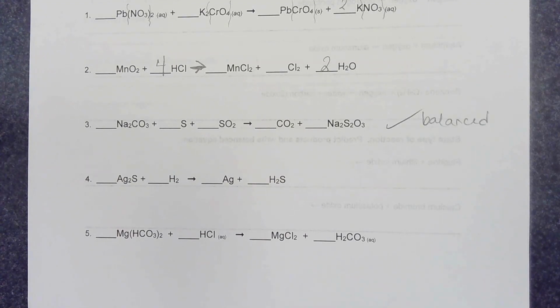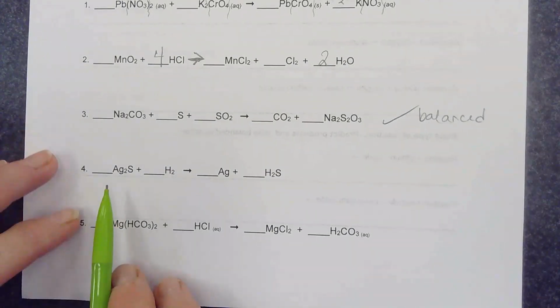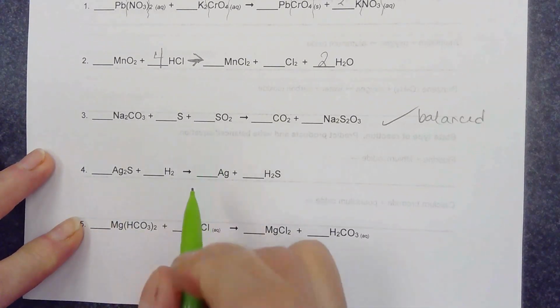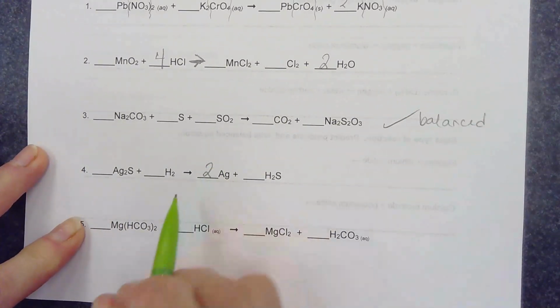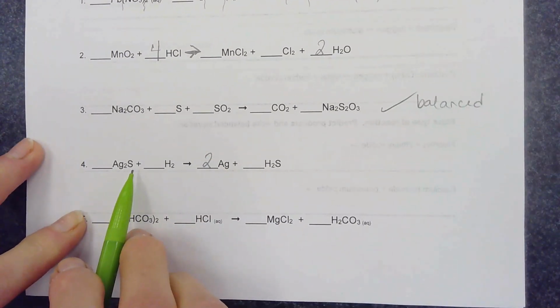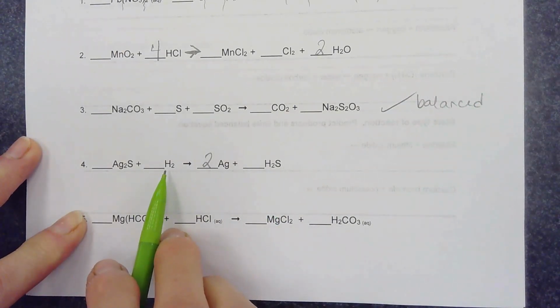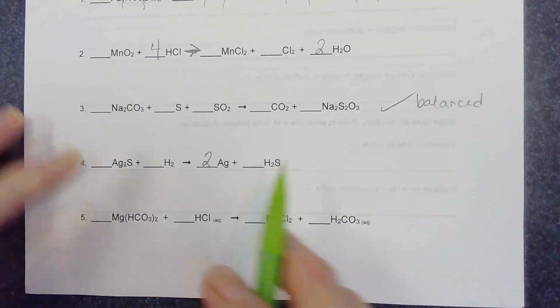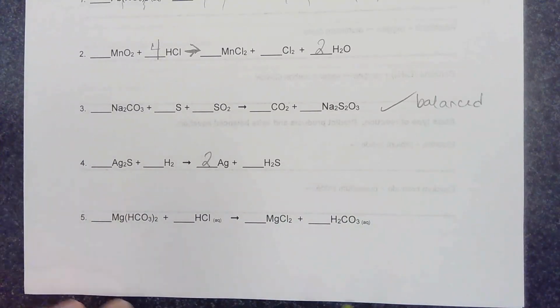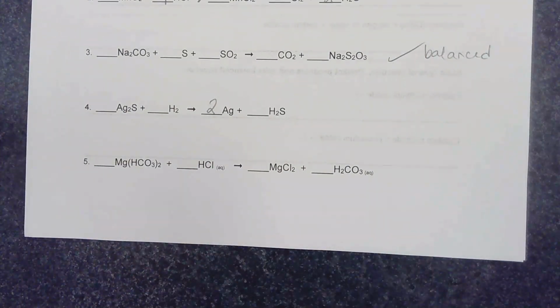All right, what do you have? On the left, how many silvers do we have? 2. So what do we put here? 2. All right, how many sulfurs on the left? Sulfurs on the right? Hydrogens on the left? Hydrogens on the right? 2. Check. All right, on this one, do you have the same polyatomic ion on each side?